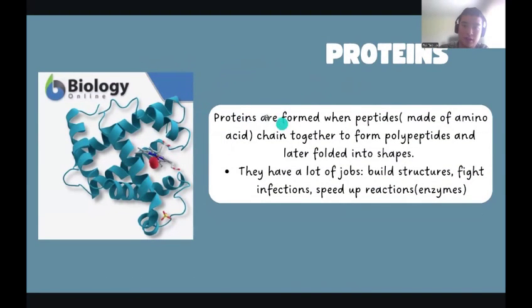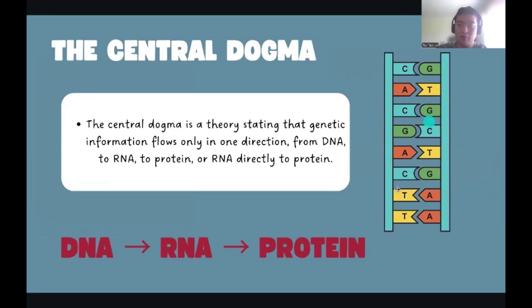So proteins. Proteins are formed when peptides made of amino acid chains join together to form polypeptides and later fold into shapes. They have a lot of jobs: build structure, fight infections, speed up reactions, enzymes. And yeah, if you have any question, just raise your hand and ask.